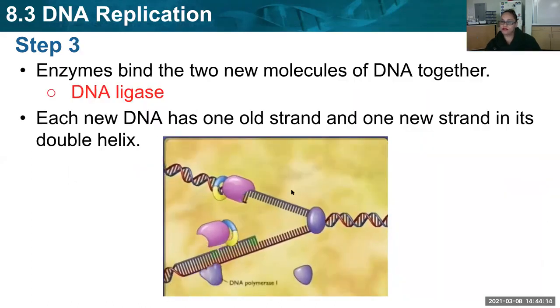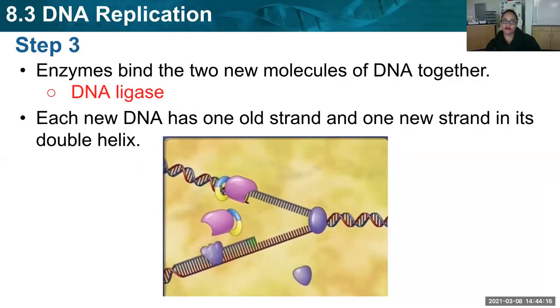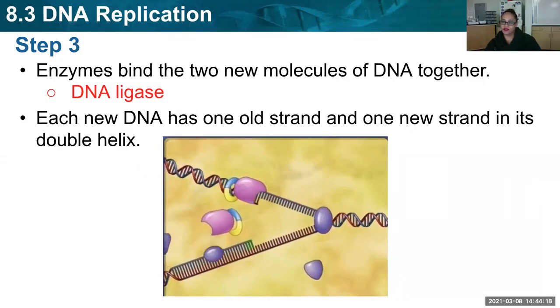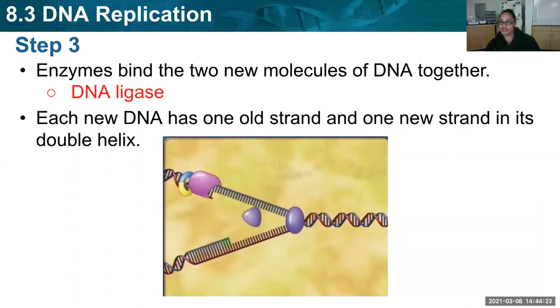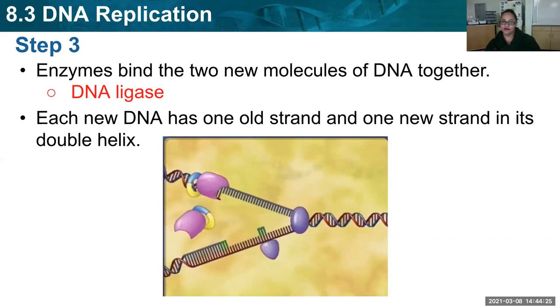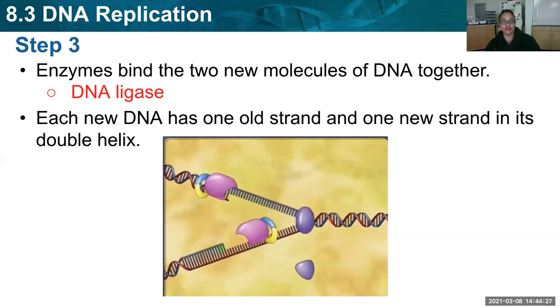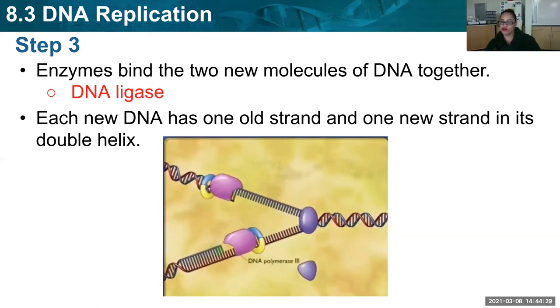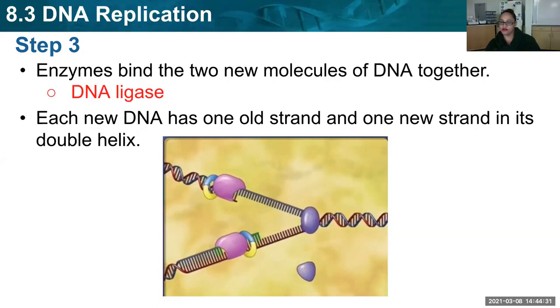Step 3, it all gets glued together. And it gets glued together by enzymes. The enzyme in this case is called DNA ligase. And in the end, each new DNA has one old strand and one new strand in its double helix.